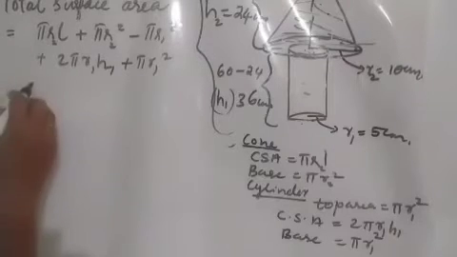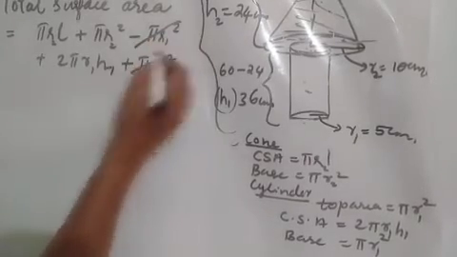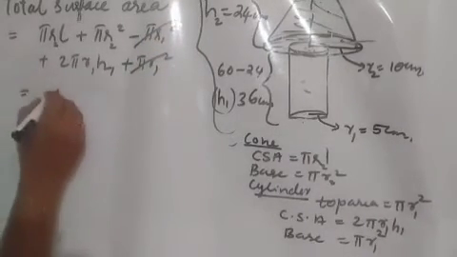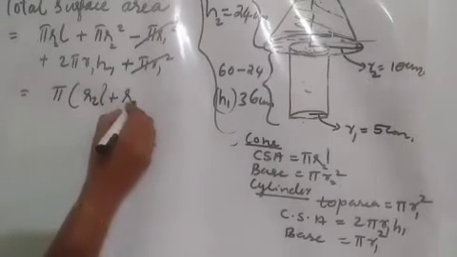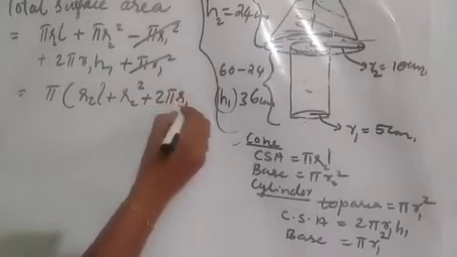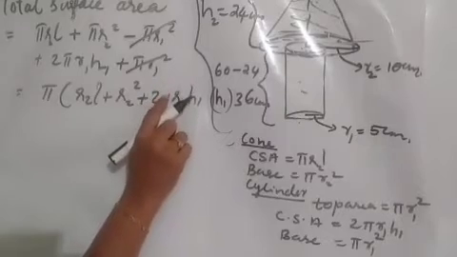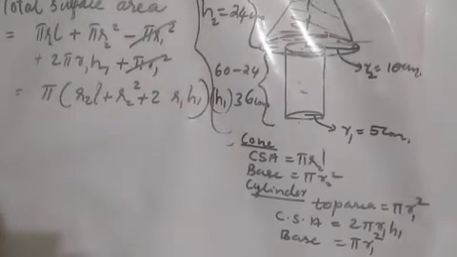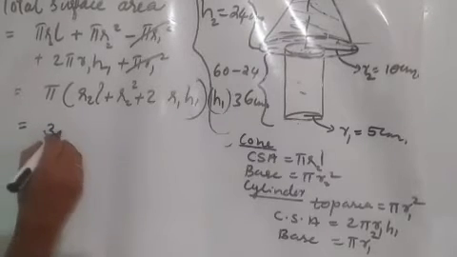These are the areas to be added and subtracted. Here you can see pi r1 square and pi r1 square, no? So we can cancel it out. Here the common factor is pi into r2 l plus r2 square plus 2 r1 h1. Okay, so we can calculate it.